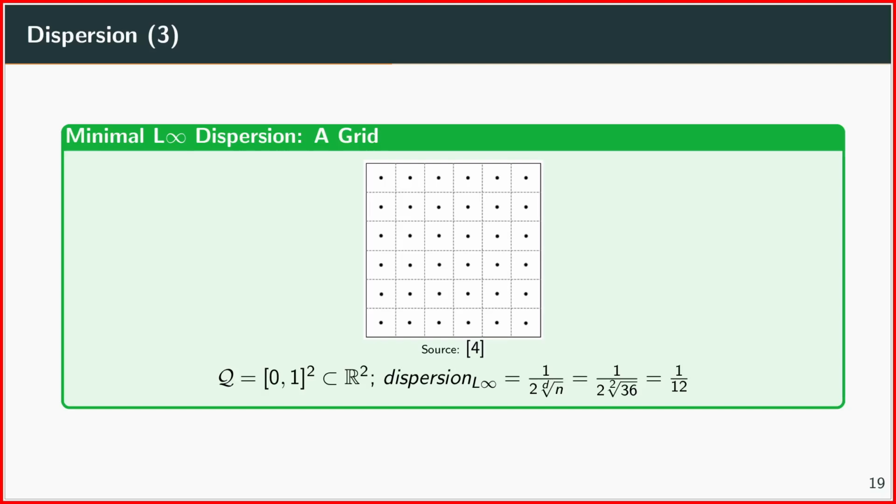The minimal dispersion which you can actually reach, if you really go to the limit, is that you create a grid. For this example here, where you have, I think, 36 points, if you compute the dispersion, you get 1 divided by 12, which is just the radius of a circle, for example, at one of the cross points here, which is still inside of the configuration space, but not touching any of the points in the grid. So the best way to minimize dispersion is to get a grid structure.